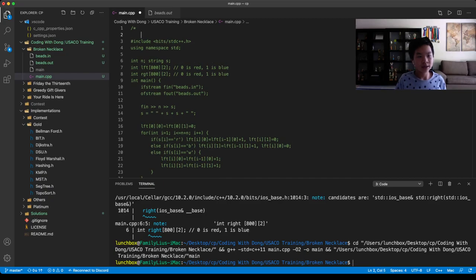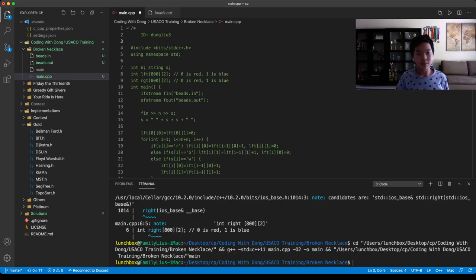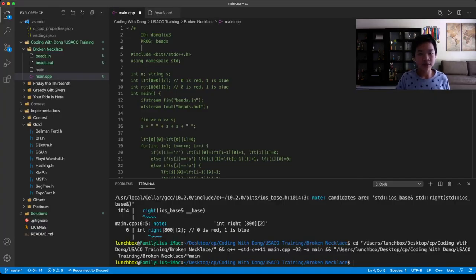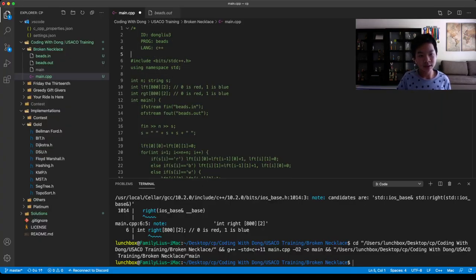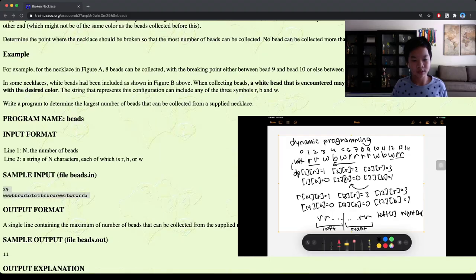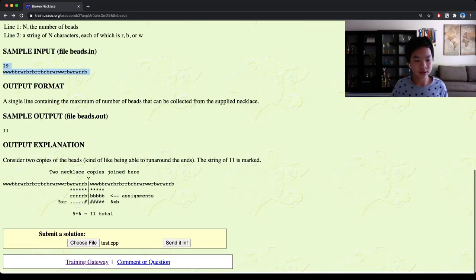So my ID is, wait, my ID, it would be ID, my ID is $3, and then your problem is, this is called beads, and then the language is C++. Okay, so let's submit it.